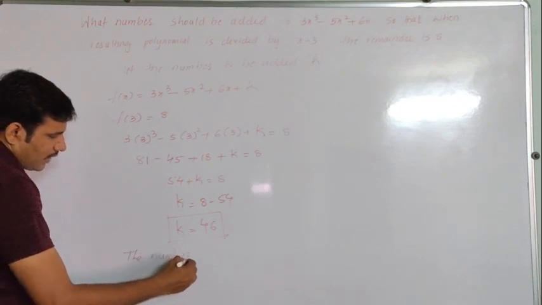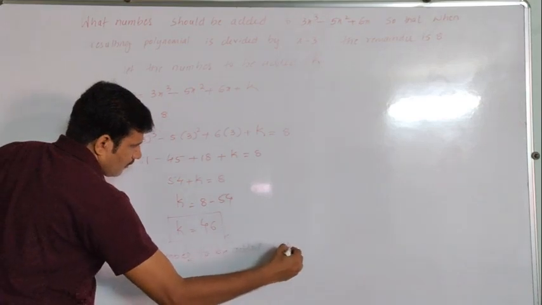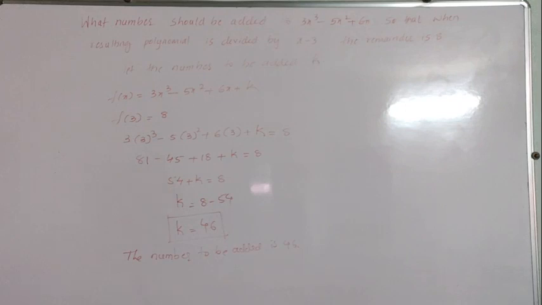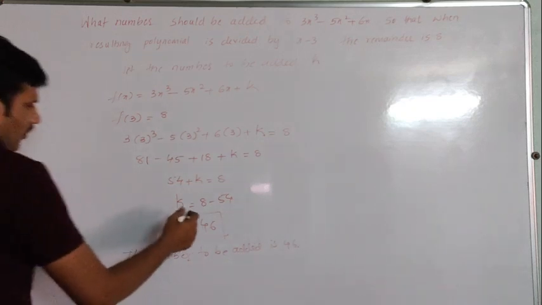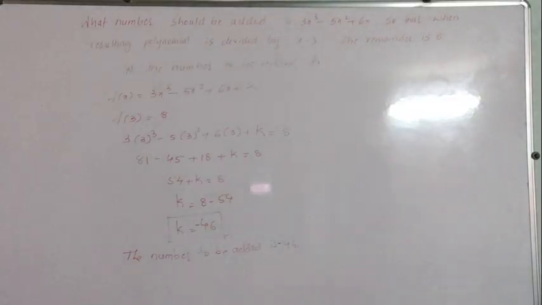The number to be added is minus 46. Right. 8 minus 54 is minus 46.